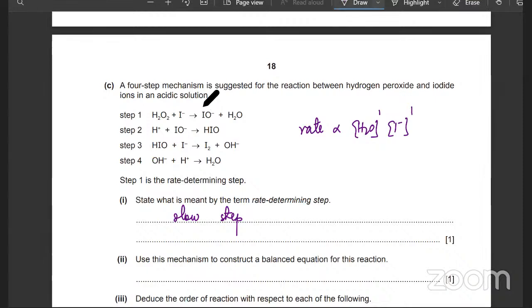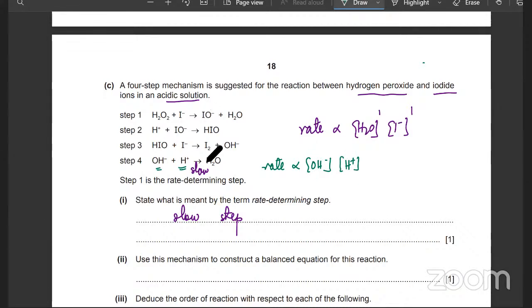Now, remember, if let's say the last one is your slow step, how would your orders change? Remember, the reaction is between H2O2 and iodide ions in acidic solution. So the rate depends on either of the three or all three of them, and it could be order 1, 2, or 0. If the last one is the slow step, your rate would be dependent on the concentration of OH-1 ions and on the concentration of H+1.